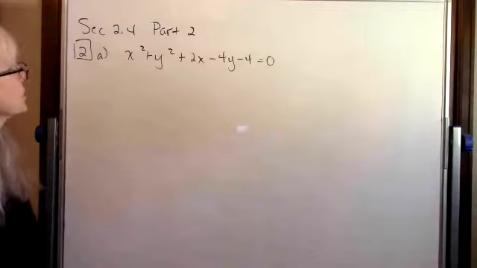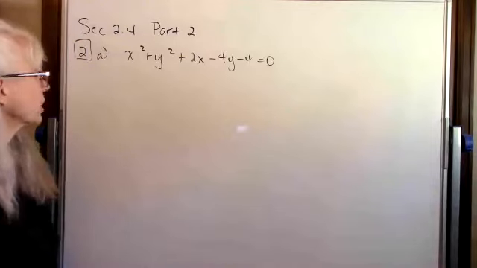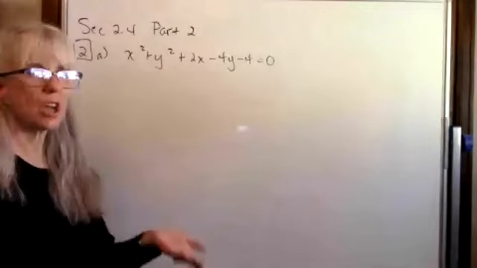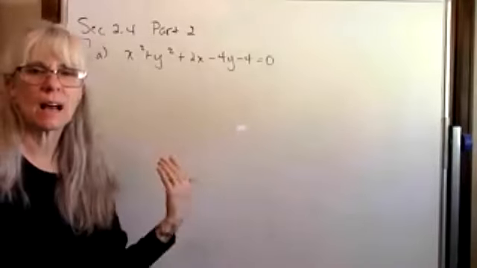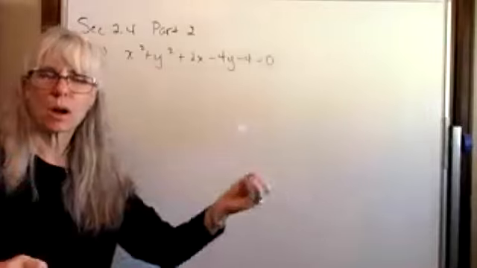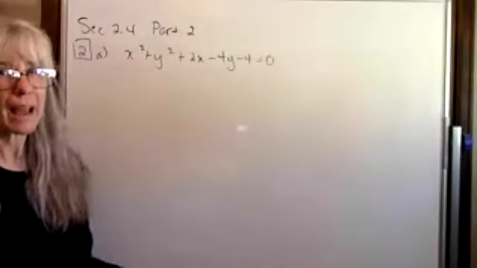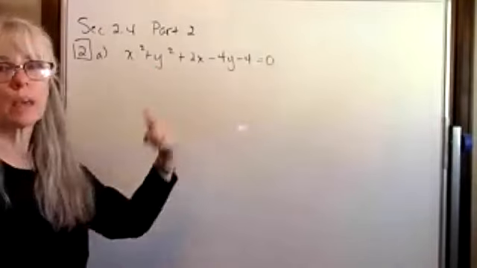In part 2 of section 2.4, we're going to work example 2. Part A, they give us an equation, but it's in general form. In other words, everything is on one side. We don't see that set of parentheses squared. We can't pick the center off of this very easily. So what we're going to have to do is rearrange from general form into standard form.